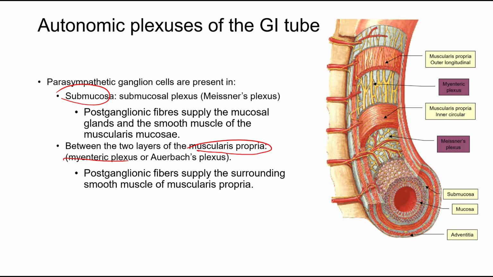These plexuses contain postganglionic sympathetic fibers, and they contain ganglia, but the ganglia belong to the parasympathetic nervous system, because the sympathetic fibers have already synapsed in prevertebral ganglia that are related to the branches of the abdominal aorta. So the ganglia here in both these plexuses are parasympathetic ganglia.